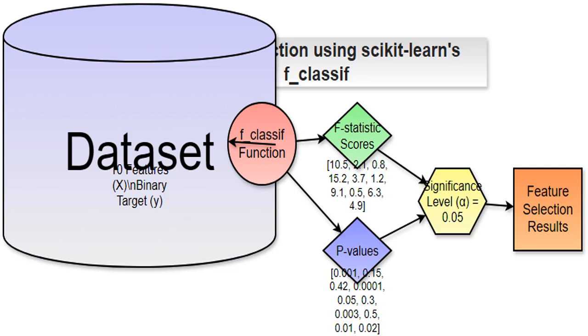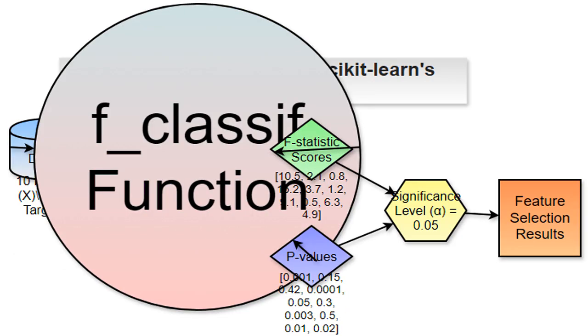I have a dataset for a classification problem. It includes 10 features, things we measure, and a binary target variable, a yes/no outcome we're trying to predict. I'm using scikit-learn's f_classif function. This is a tool that helps me pick out the most important features in my dataset for my classification task.